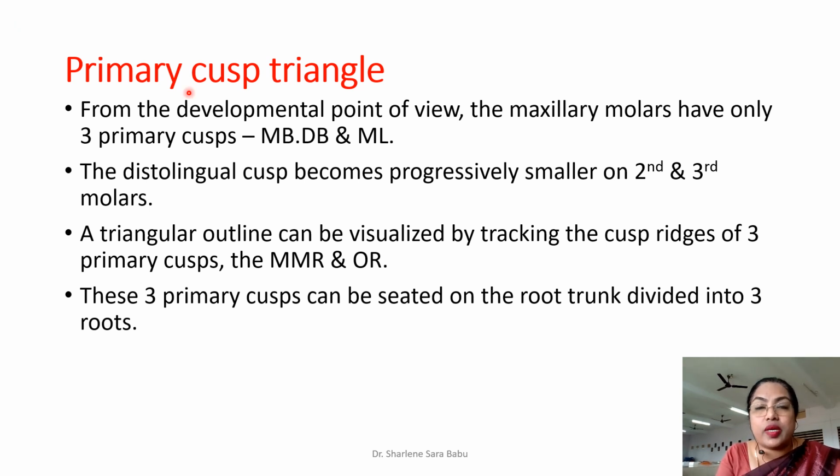And this primary cusp triangle is a very important short note. From the developmental point of view, the maxillary molars have only three primary cusps, that is mesiobuccal, distobuccal and mesiolingual. And the distolingual cusp becomes progressively smaller on the second and third molars. A triangular outline can be visualized by tracking the cusp ridges of three primary cusps, the mesial marginal ridge and the oblique ridge. These three primary cusps can be seated on the root trunk divided into three roots.